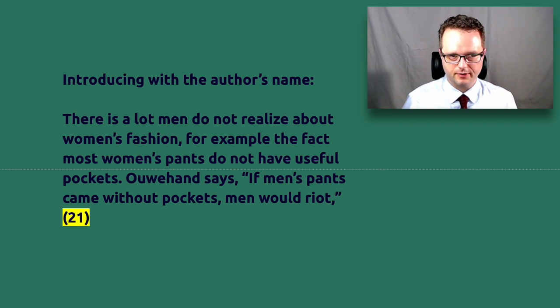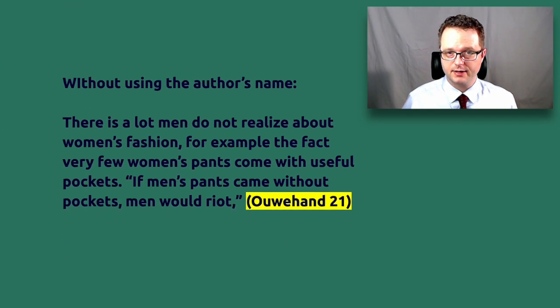For example, in this little quote, there's a lot men do not realize about women's fashion. For example, the fact most women's pants do not have useful pockets. Awahand says, if men's pants came without pockets, they would riot. Now, in this one, the writer of this quote is Awahand. So, because his name is in the paragraph, we only need the page number of where you can find that quote in parentheses. Okay? But this needs to be in parentheses. And this is MLA style, by the way. And we'll look at how an APA style in-text citation is different in just a second.